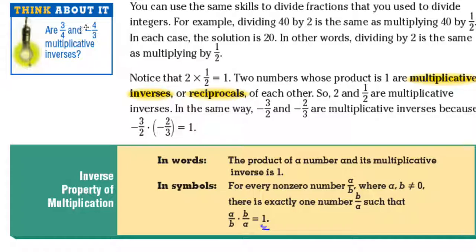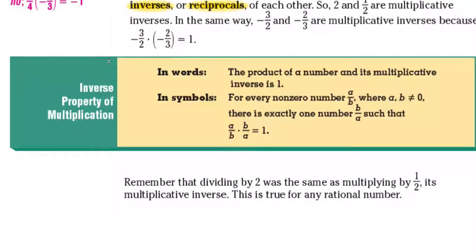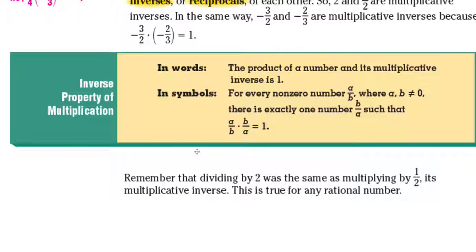Are 3/4 and negative 4 over 3 multiplicative inverses? Remember that the product should be 1, and if I multiply negative 3/4 and negative 4 over 3, it would not be 1, so the answer would be no, because 3/4 times negative 4 over 3 is equal to negative 1. So they are not reciprocals. Again, the product should always end up with 1. Remember that dividing by 2 was the same as multiplying by 1/2, its multiplicative inverse. This is true for any rational number.